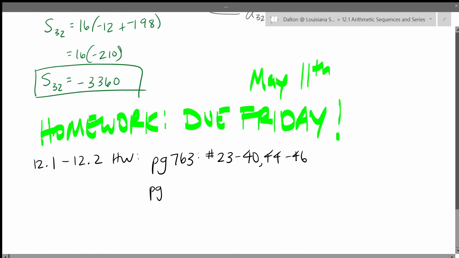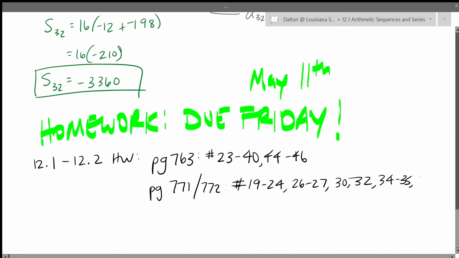The next one comes from 12.2, which starts on page 771. It also goes to 772, and these numbers are a lot more pick and choose. They're not chunks. 19 through 24, 26 through 27, 30, 32, 34 through 35, 38, and 39. So if you count all of these together, it's going to be 35 total.